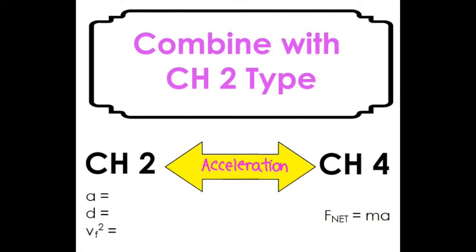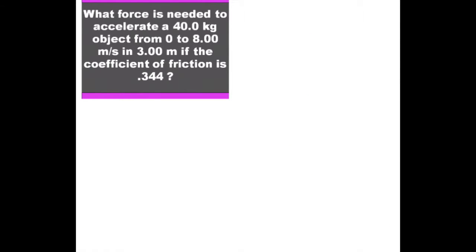Here we go. Everyone should have a paper and be following along and writing on their paper. What force is needed to accelerate a 40 kilogram object from 0 to 8 meters per second? Meters per second? You can tell that's Chapter 2 stuff. In 3 meters if the coefficient of friction is 0.344. We're going to play our game. We're going to do a regular thing. Underline, identify what you know, we'll make a force diagram, and then we'll make a plan and follow it.